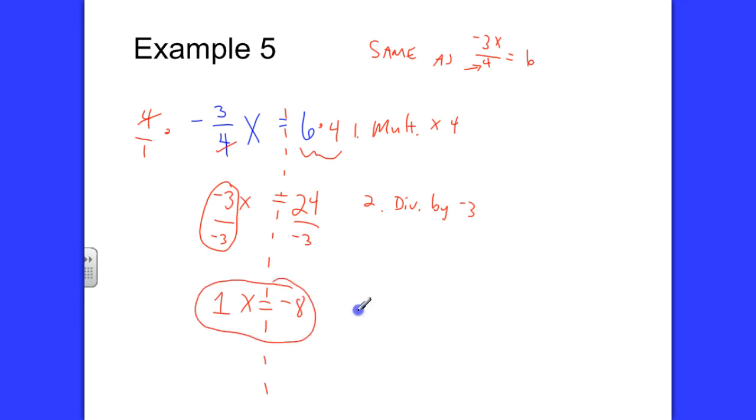All right, let's check it. And please write down everything I write down. So we're going to stick negative 8 in there. And remember, it's negative 3 times x, just like I wrote up here, that these are the same thing. It's negative 3 times x divided by 4. Negative 3 times negative 8 divided by 4. Negative 3 times negative 8 is positive 24 divided by 4. 24 divided by 4 is 8. There's my check. You got it right. All right, look at that. You're doing fractions now. One more to do, and then you'll be done.